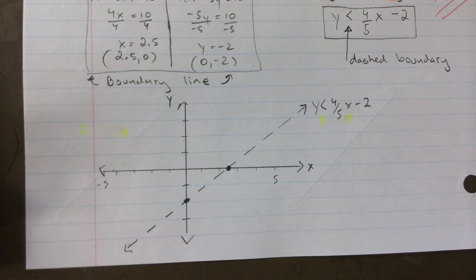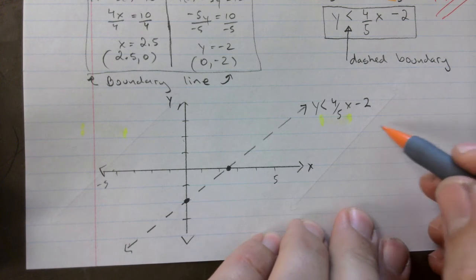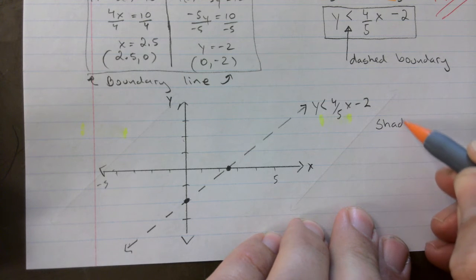Labeling. And this is the hardest part right now, maybe the newest thing. Remember I said we're going to shade? Because this is an inequality, we're not talking about just the line. We're talking about one of those panes being shaded. So, shading, I will do that here.